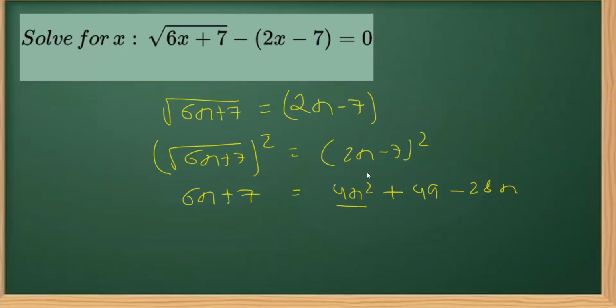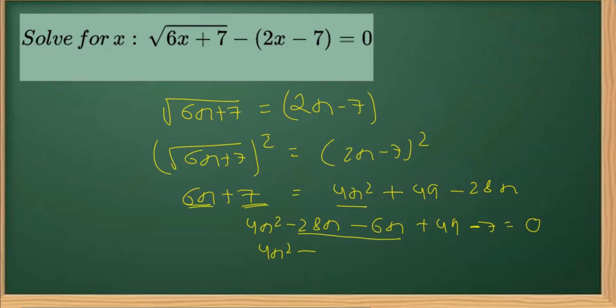Now, as you can see, we will be rearranging them in order to obtain a quadratic equation. So this is 4x squared, copied here, and this is minus 28x. On transposing this 6x to the left, it will be minus 6x, plus 49. And transposing this 7 to the right, we'll get 0 on the right. Because it is positive 7, it will turn out to be minus 7. So in the simplest form, minus 28 minus 6 will give you minus 34x, and 49 minus 7 will give you positive 42, equal to 0.